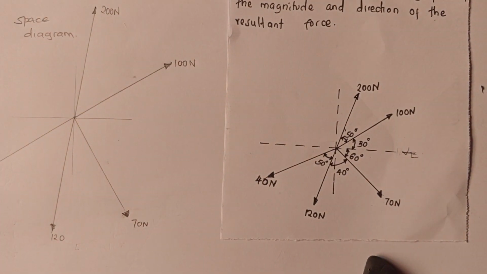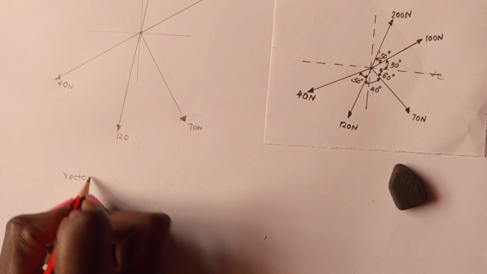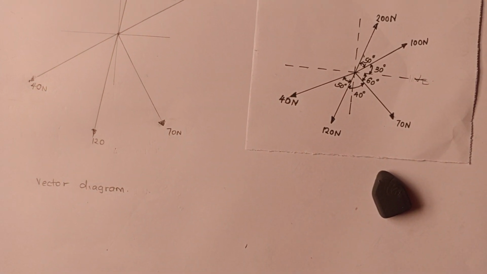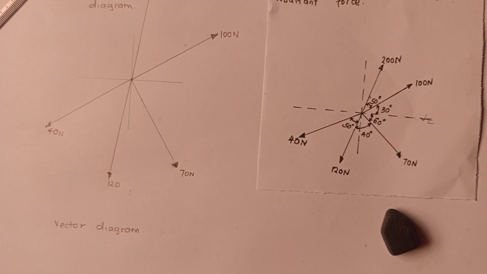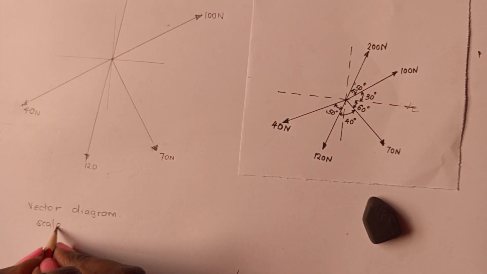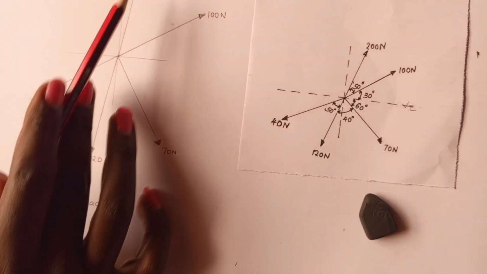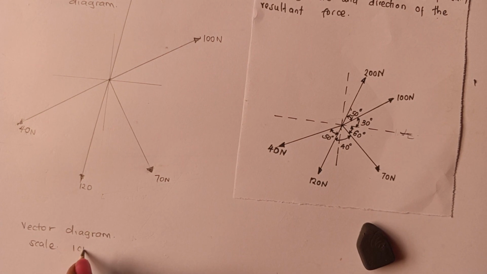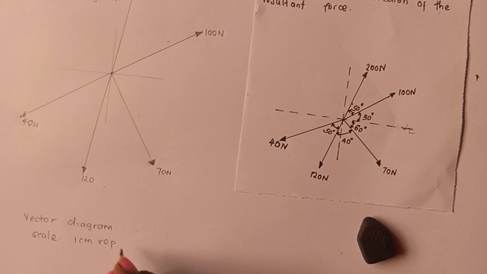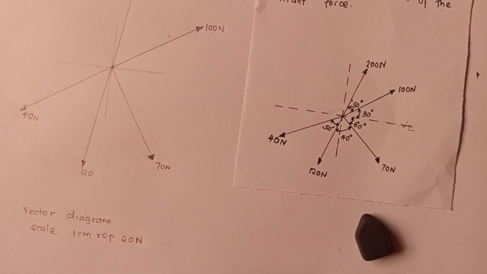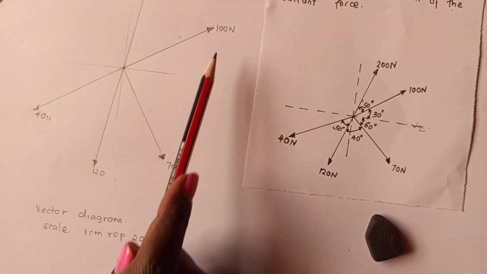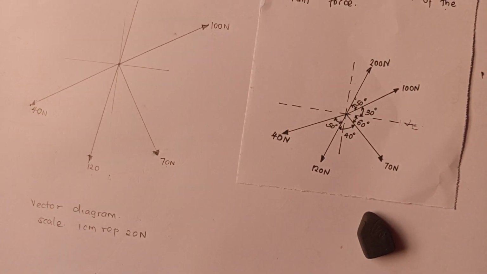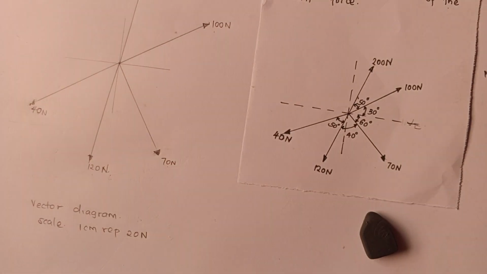Now, going to draw the vector diagram. On the vector diagram, we need to consider the scale. So we choose a suitable scale for our drawing. So we have 200, 100, 70, 120, and 40. So I'll use a scale of 1 centimeter to represent 20 newtons. So that in place of 200, I'll have 10. In place of 100, I'll have 5, 3.5, 6, and 2. So I didn't indicate here as our Newton.